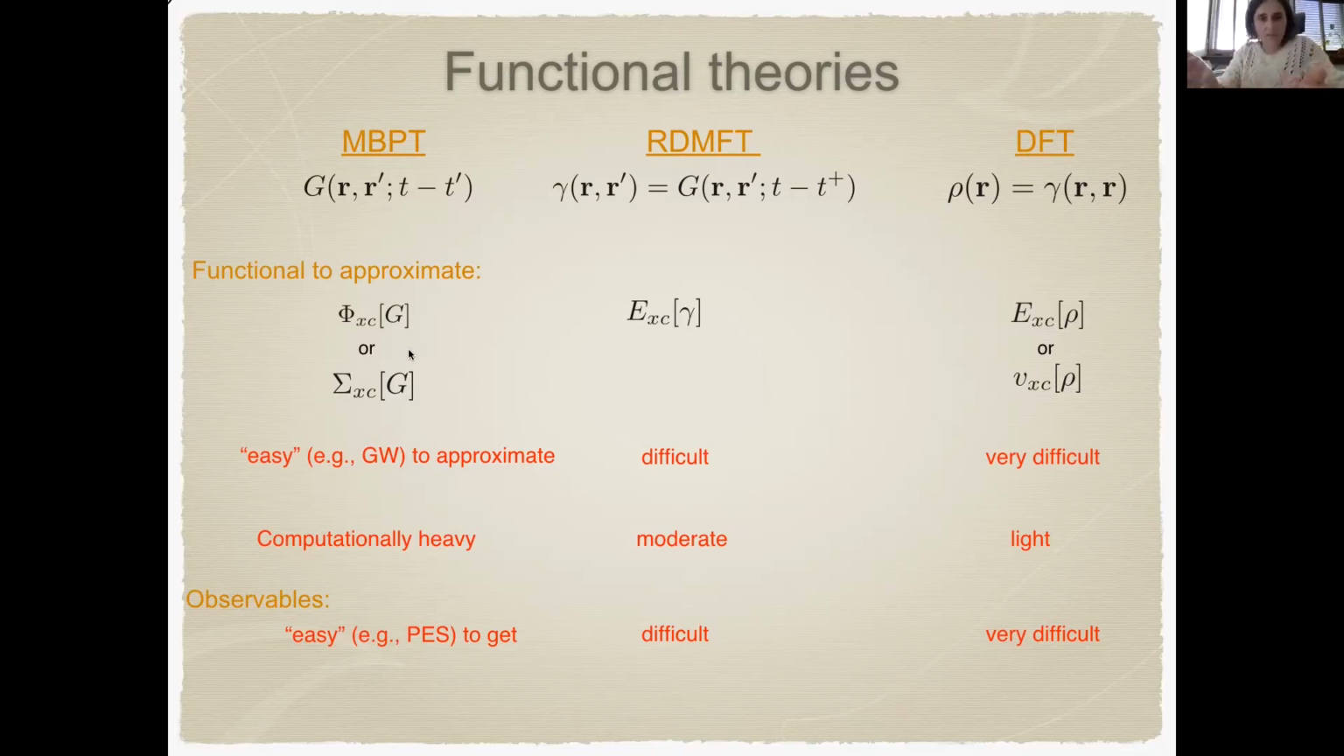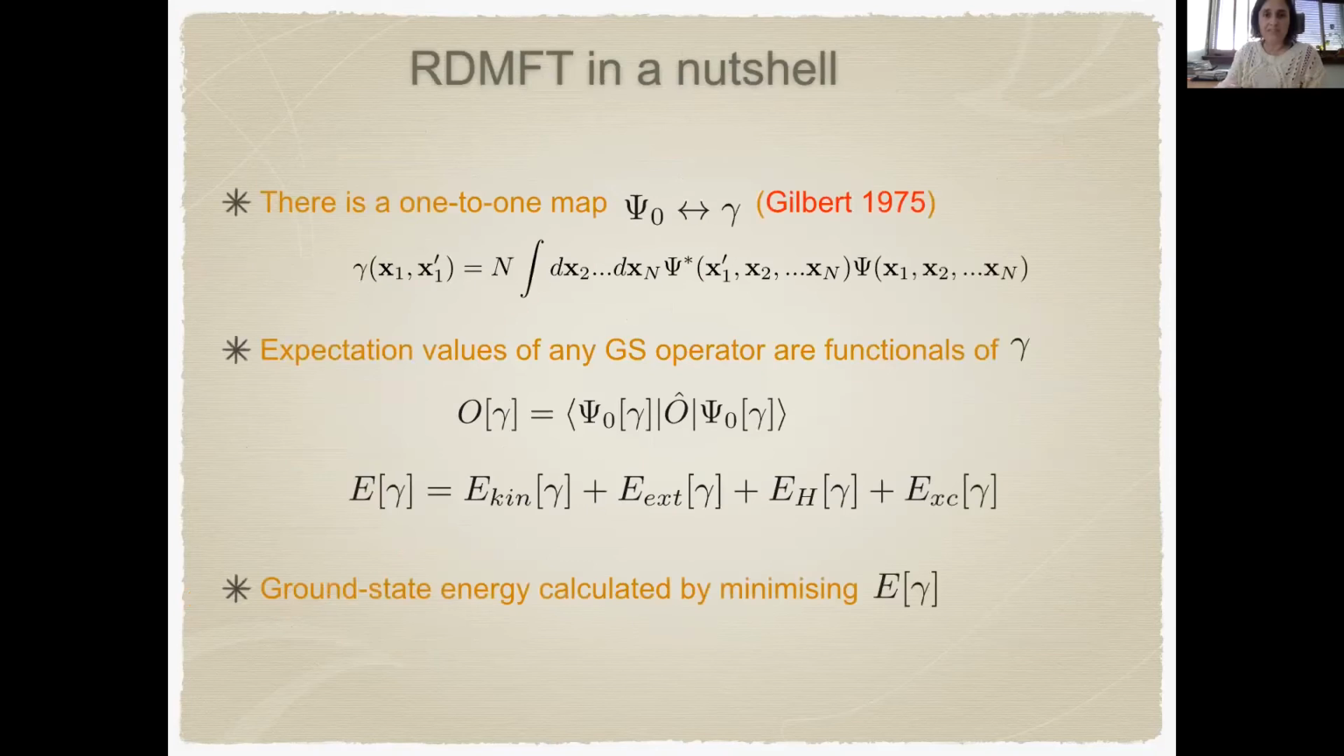Once we have it, then we have to extract the information. So we want observables, okay? How easy is it to extract information from this basic quantity? Well, let's say that it's relatively easy from the one body Green's function. If you think about the photoemission spectrum, it comes simply like that. Using the one body Green's function it is a bit more difficult in RDMFT, and I find it very difficult in DFT. So RDMFT in a nutshell is based on this.